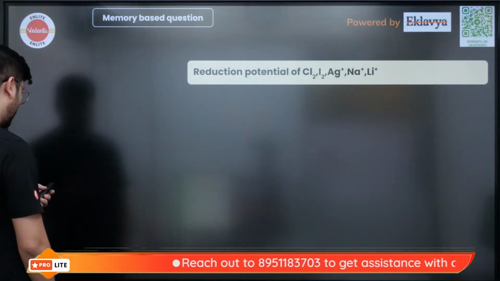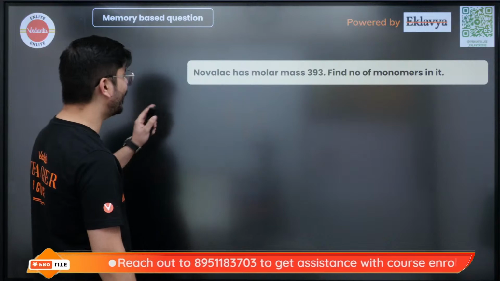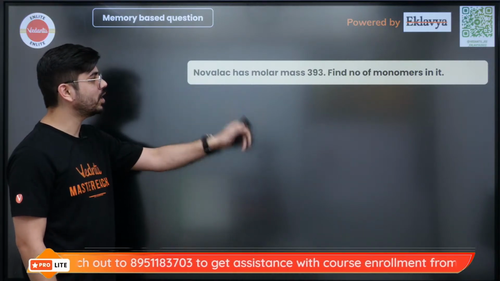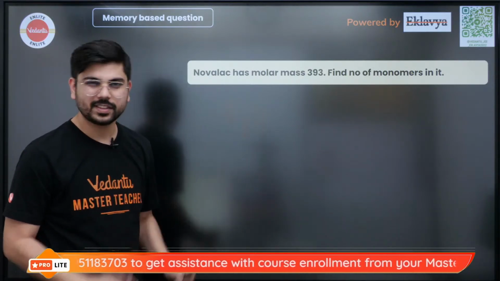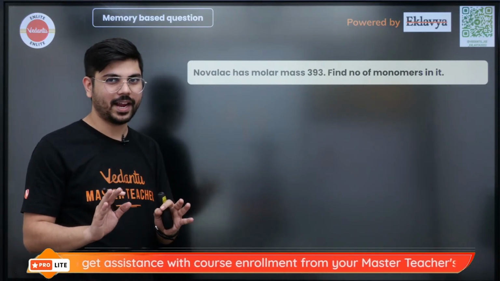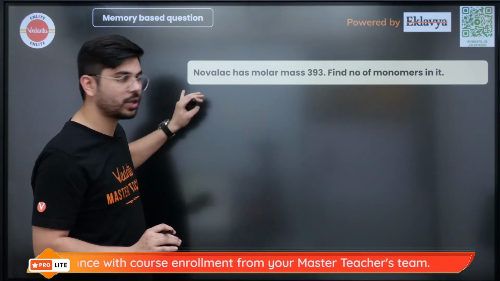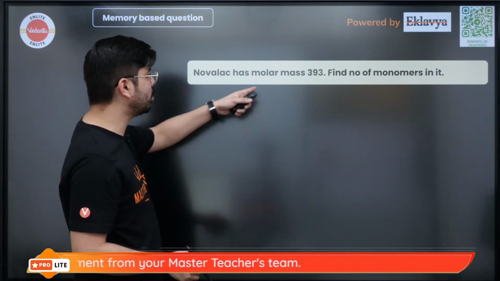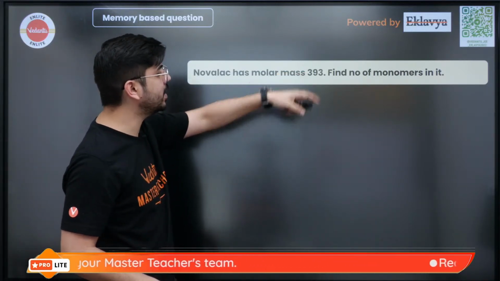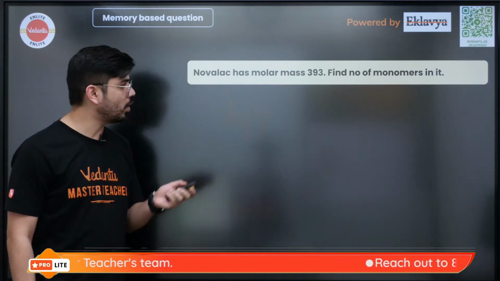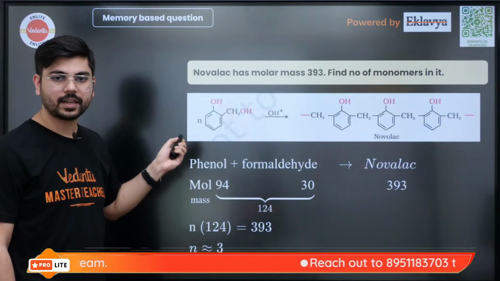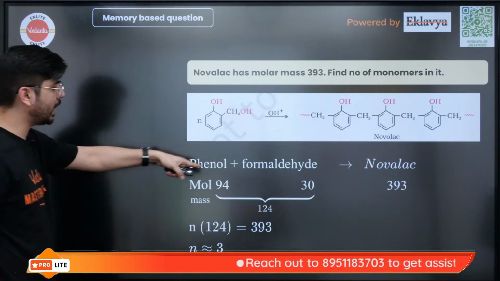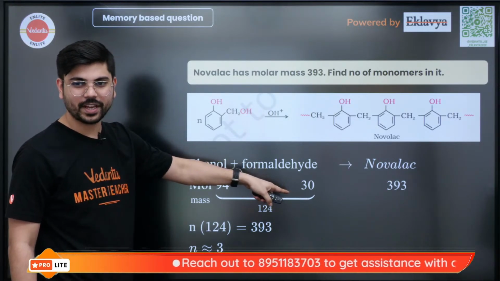Great. Moving to the next question. Novolac has a molar mass of 393. This was slightly tricky, and if you do not know it, I would have advised you to skip it and move ahead. Novolac has a molar mass of 393. Find the number of monomers in it. Now we all know Novolac is made up of phenol and formaldehyde. Okay.